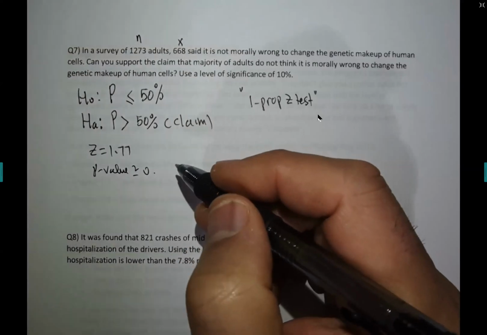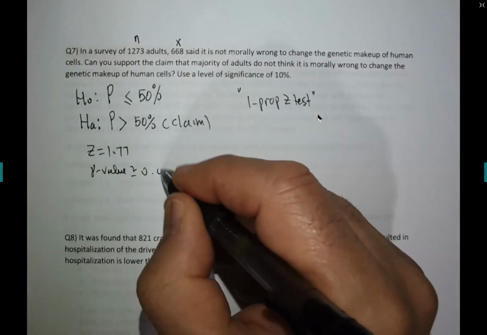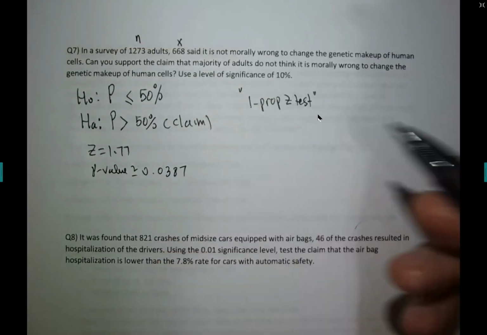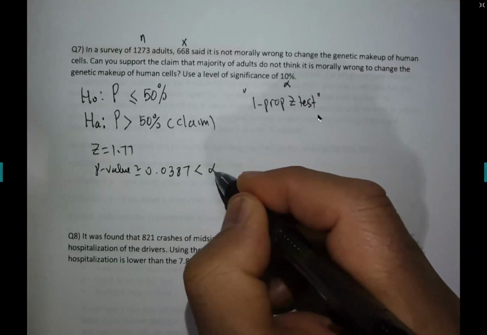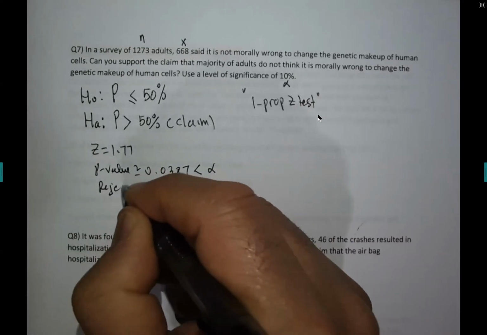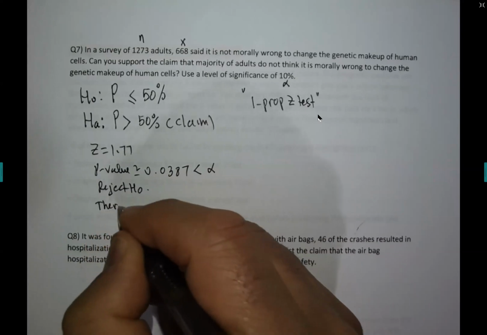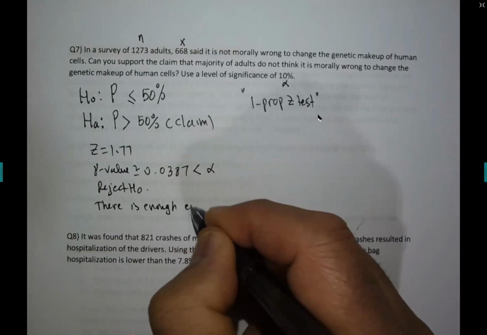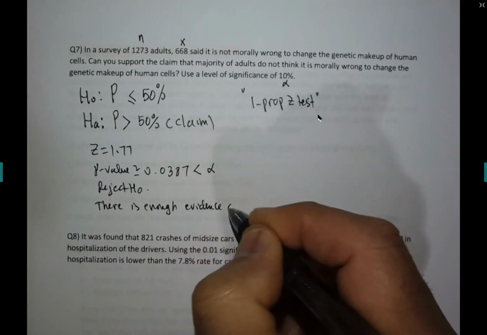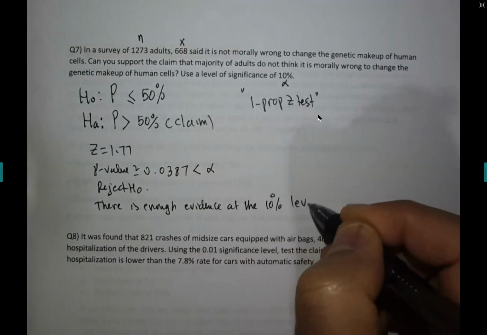Let me write it down again, 0.0387. And we're doing it at 10% alpha. So definitely this is less than alpha. We reject H0 and we support the claim. There is enough evidence at the 10%. Don't forget the level of significance.